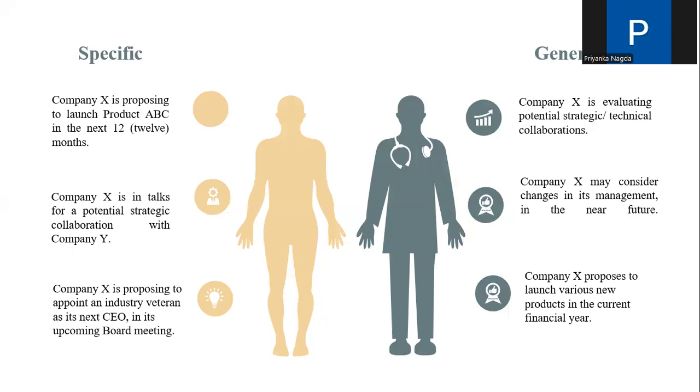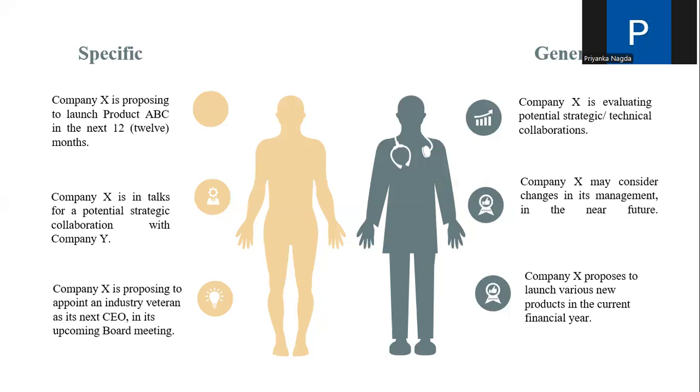So all this information is very specific: the name of the company is there, and what transaction the company is going to do in the immediate term, or I can say the information which is impending. So even this is considered as specific. But if you take the second illustration which I gave, company X is evaluating potential strategic collaborations, there is no specific information here about what kind of collaboration, or with whom this collaboration is supposed to be made. So that identification is very important, and hence it can be bifurcated whether it is specific or general.